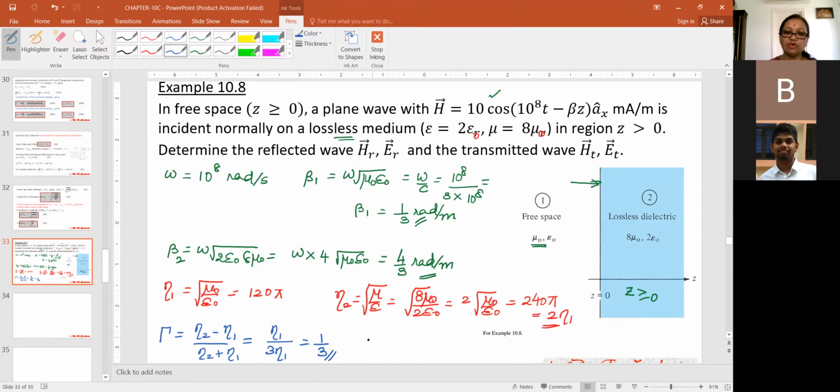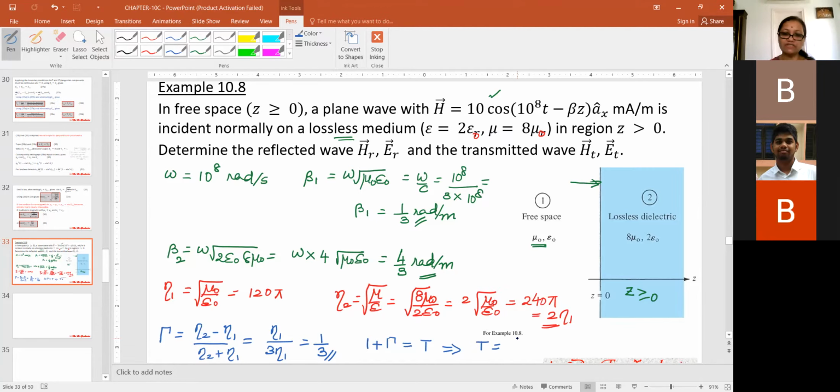Now similarly, you can use another relationship: 1 plus gamma equals T. Therefore, you can get your transmission coefficient. What will be the transmission coefficient? Transmission coefficient will be 1 plus gamma, therefore it will be 4 by 3. You are going to use all these things to solve the problem.